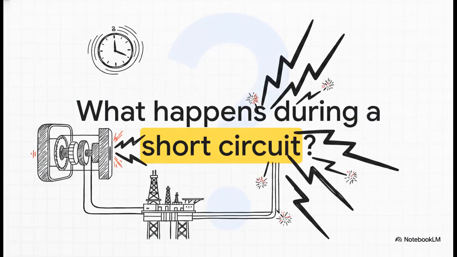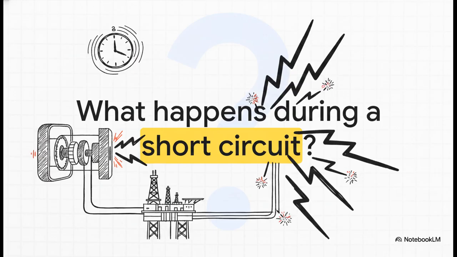So, think about that for a second. What actually happens inside a generator the very millisecond a short circuit occurs? On an offshore platform, a catastrophic power fault isn't just a minor inconvenience, it is a massive, critical danger. Understanding the physics of that exact millisecond is absolutely foundational to designing safe, reliable power systems.